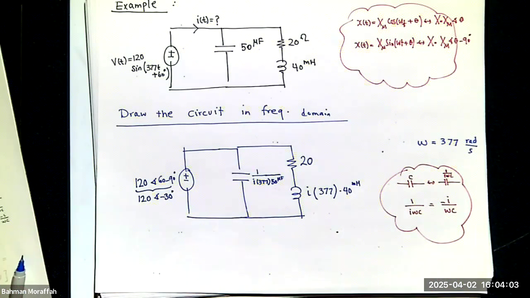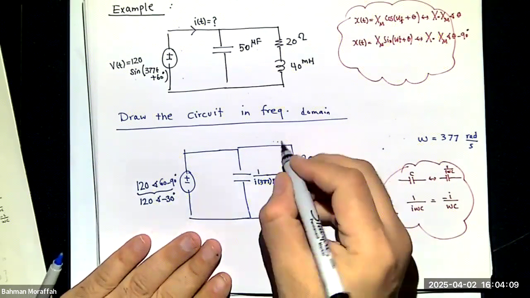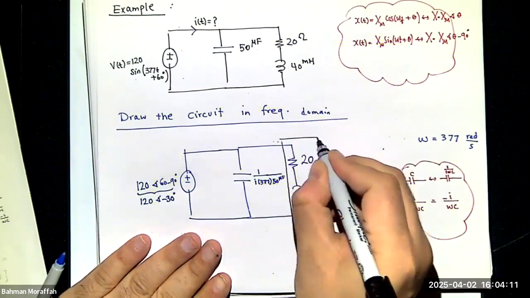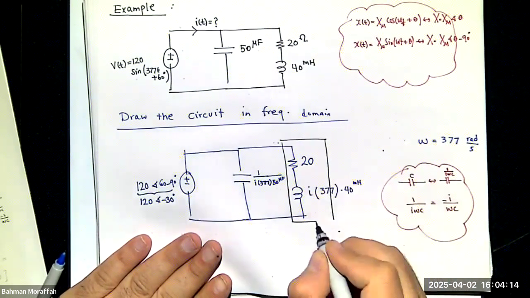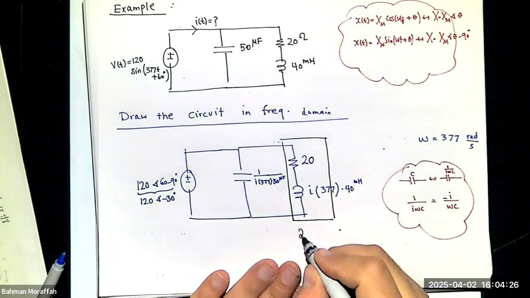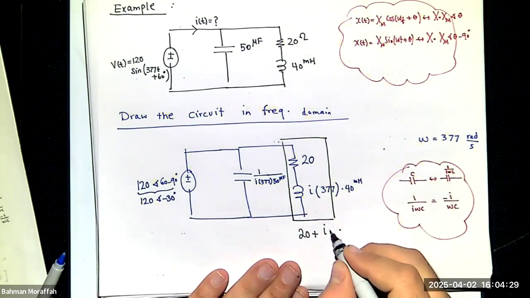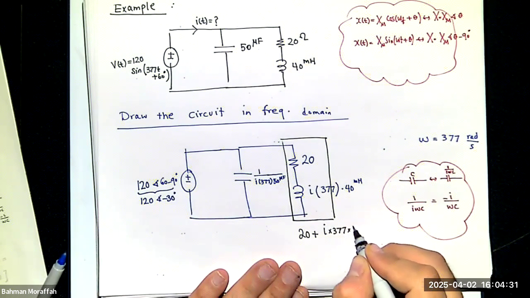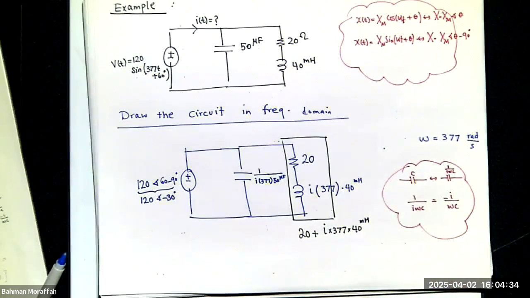All right. What do I have over here? Do you agree these two are in series? Are they? If it is in series, what is the equivalent? Basically like this: 20 plus I times 377 times 40 million. Right? Yes? They're in series, so I have to add them up.